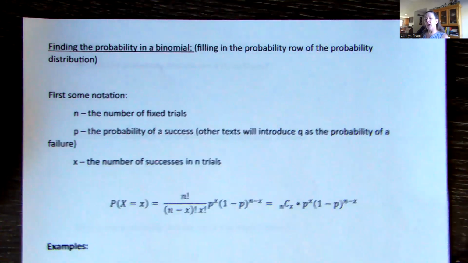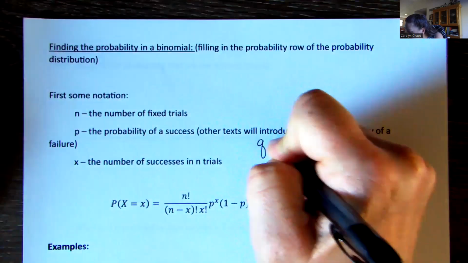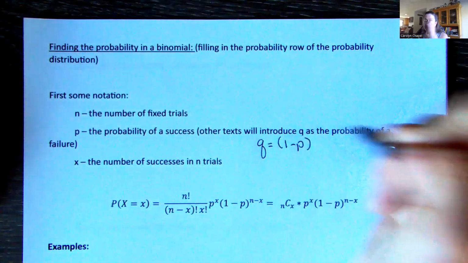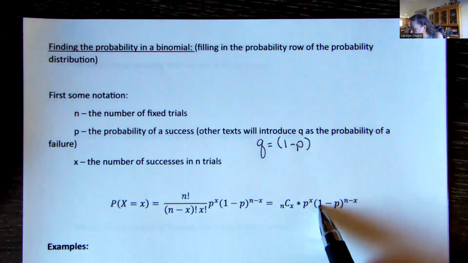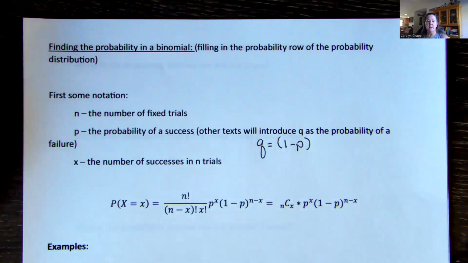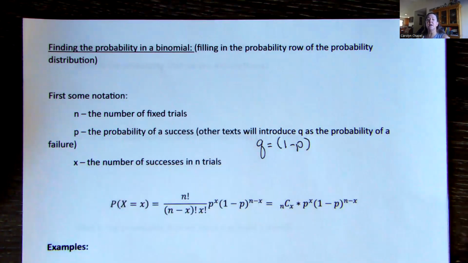Other textbooks, if you ever look in other readings, sometimes they will also introduce the idea of a probability of a failure in here as well, and they'll call that Q. But Q, if you have either a success or a failure, is simply 1 minus your P. So our text just uses 1 minus P instead. And then we're going to use a little x, which is going to be the number of successes that we're interested in, based on what the question is asking us.